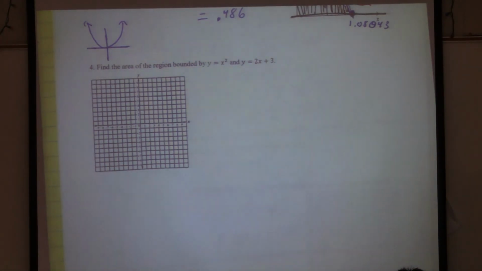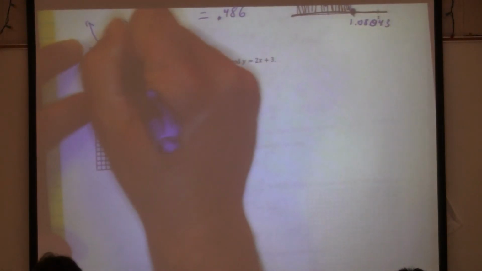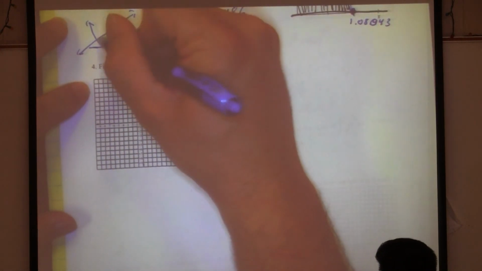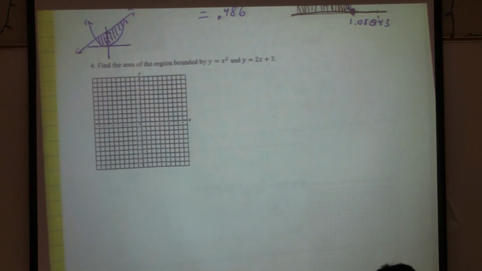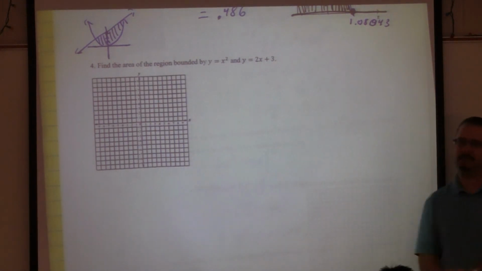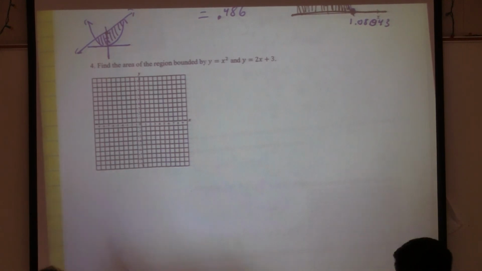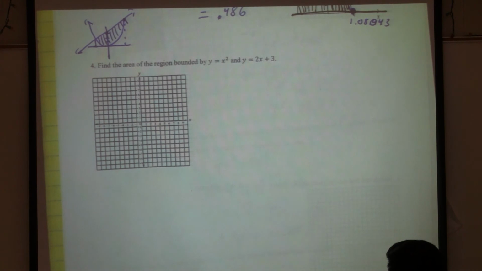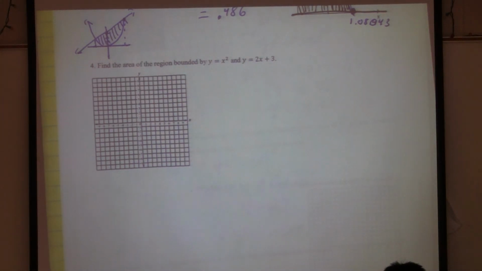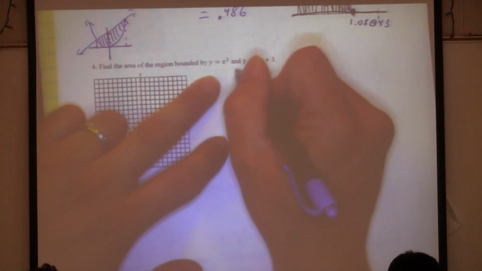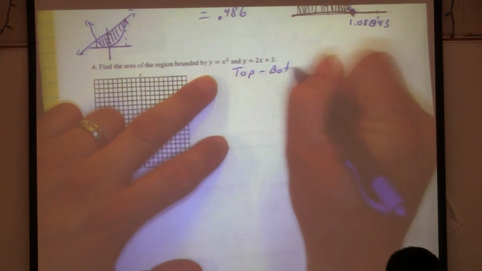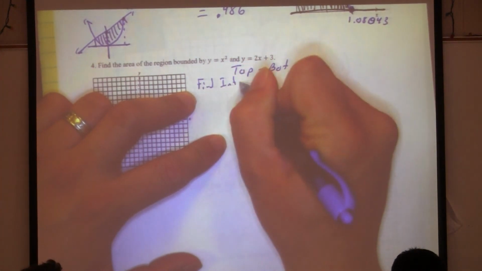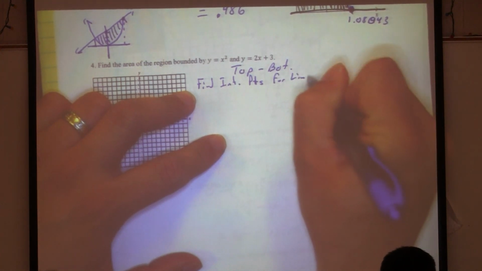The second one is a line, 2x plus 3, right? So we know that one should start at 3, go 2 up and 1 to the side, so it's probably going to look like that. And we're looking for this area here, bounded between the two curves. What do you think? Is this a top minus bottom or a right minus left? Top minus bottom. From where to where? From that intersection point to that intersection point. So we're going to have to find out where these two curves are crossing each other. Are we good? Yeah. All right. So we know that this is a top minus bottom, right? And we need to find intersection points or limits. So how do I find the intersection?